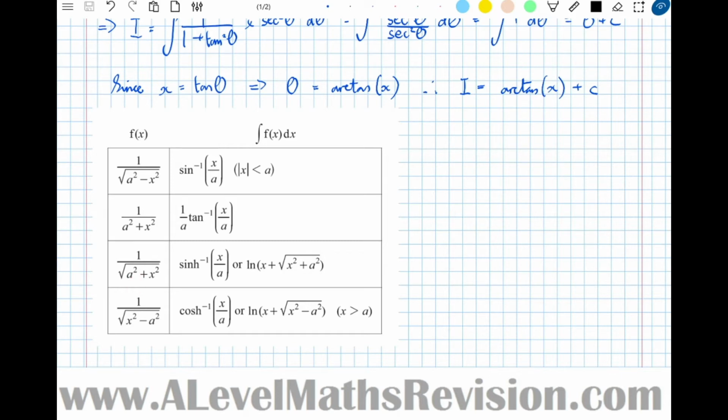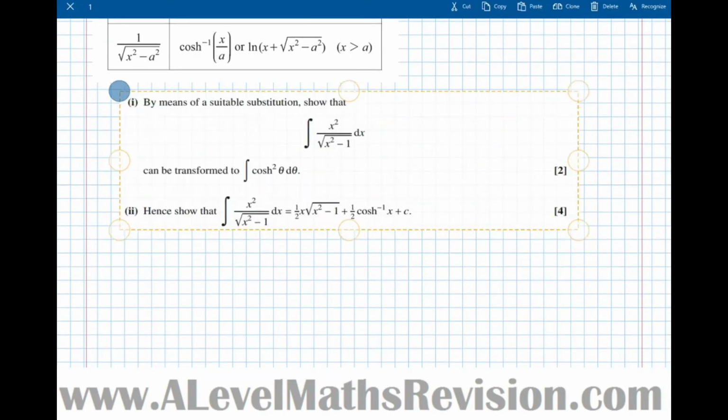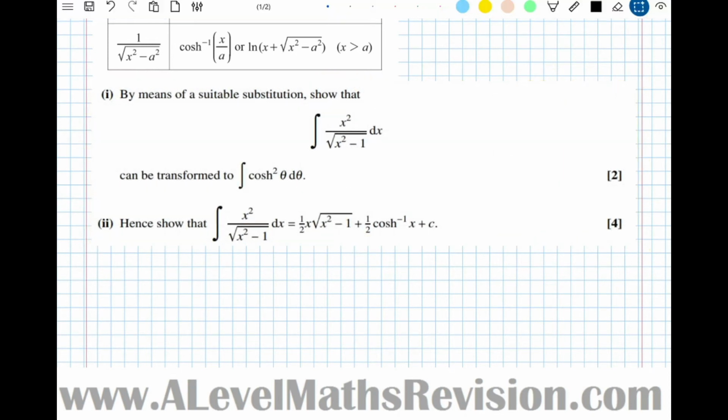Here, if we've got a square root of a square number plus a square variable, we get arsinh. That implies let x equal sinh theta is a good one to use. And likewise here, x squared take away a square number, and then the answer is arcosh of x over a. That implies that x equals some multiple of cosh theta would be a good substitution. So let's have a look at an example here. So looking at this example, it says by means of a suitable substitution, show that x squared over the square root of x squared minus 1 can be transformed to cosh squared theta d theta.